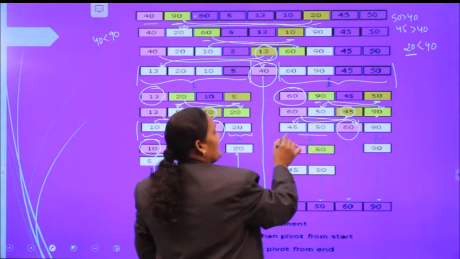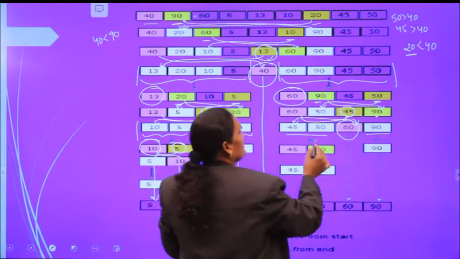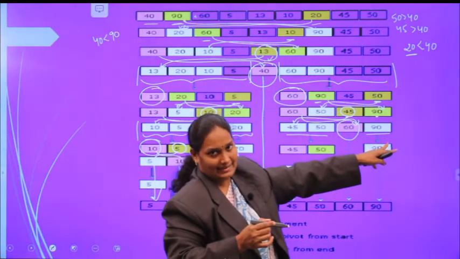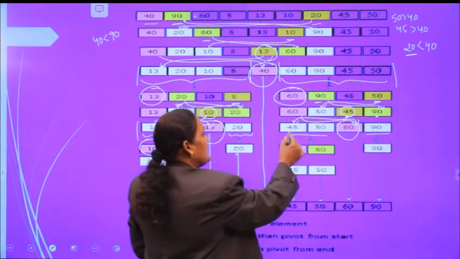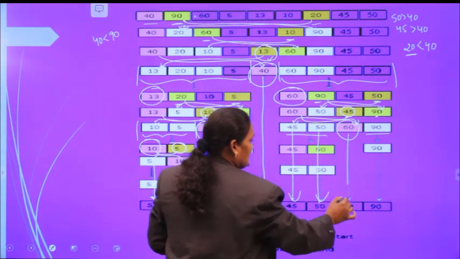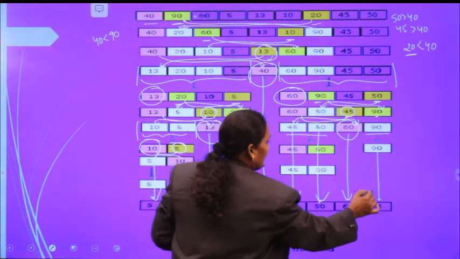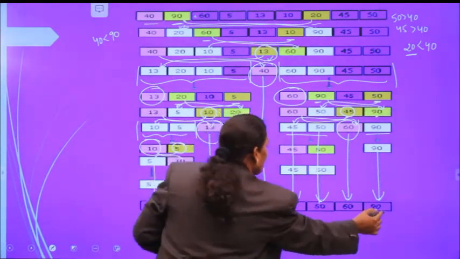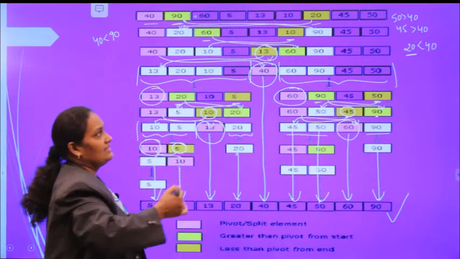The array is partitioned. The elements before 60 are less than it and the elements after 60 are greater than it. If you observe this array, this is already sorted. And 60 is in its correct position, and 90, since only one element is there, is also sorted. So finally we get the sorted array.